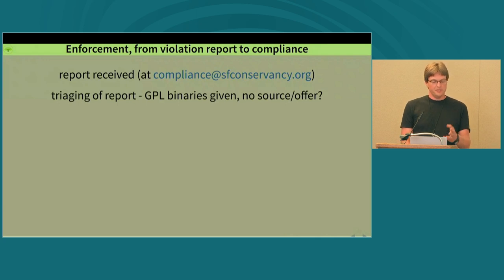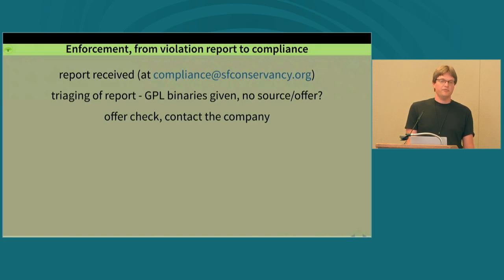After we receive the report, we triage that report. We confirm that binaries under the GPL, that is non-source code forms of the work, were distributed. Then we check if any source code or offer for source code was provided along with that distribution. If we have received an offer for source code, we check that offer. That is, we send a message to the company saying, could you please send us the source code? And in the case of no offer for source code or source code, then we contact the company, because in that case, a GPL violation has already occurred.